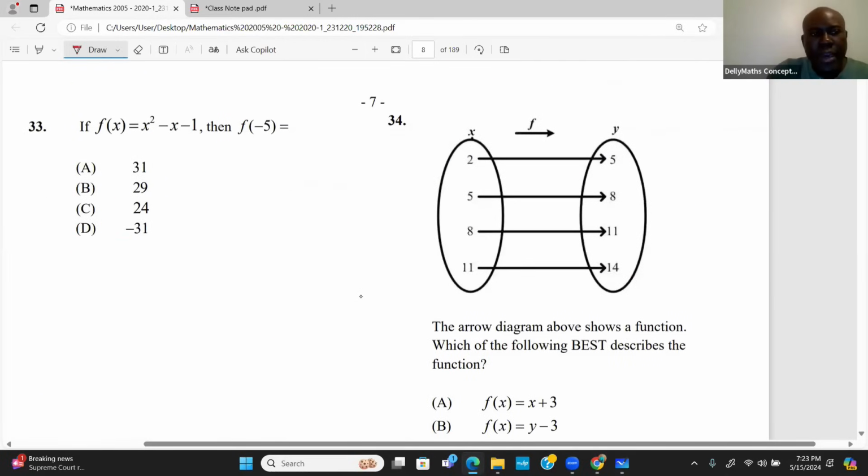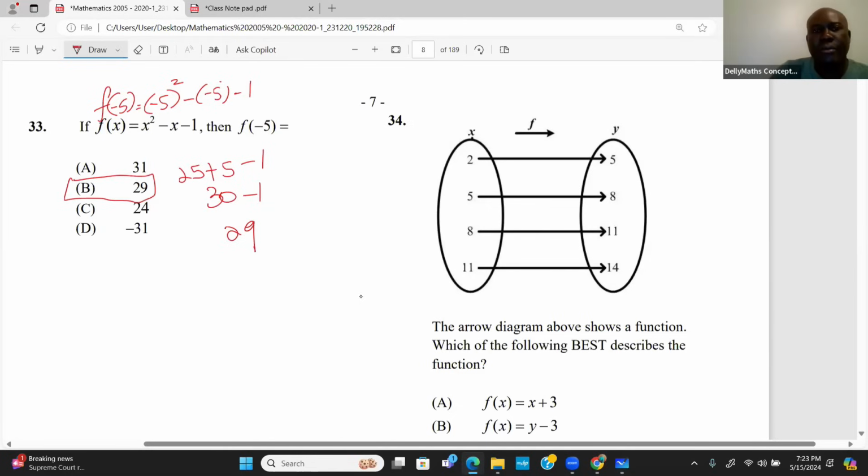All right, so if f of x is equal to x squared minus x minus 1, find f of -5. So all we're going to do is to substitute f of -5. You're substituting -5. So this is -5 raised to the second minus -5 minus 1. So when you square -5, you get 25. Then this becomes +5 minus 1. So this is 30 minus 1, 29, and you find your answer here.